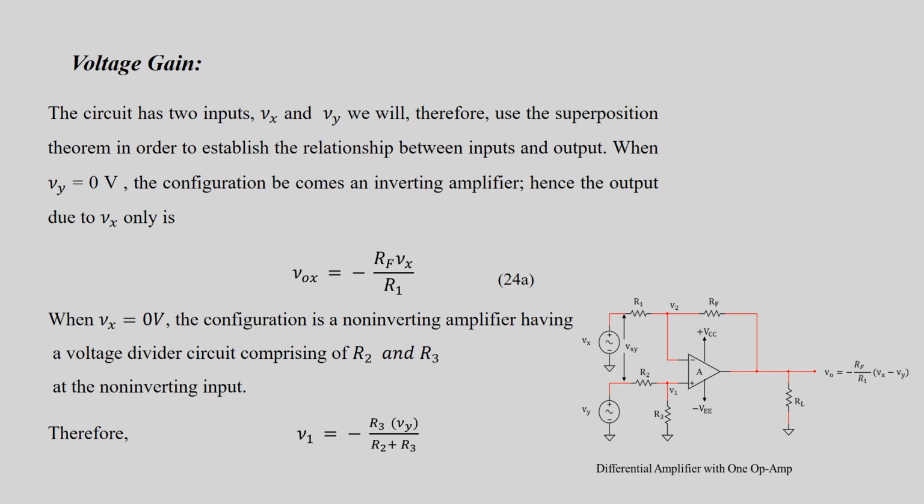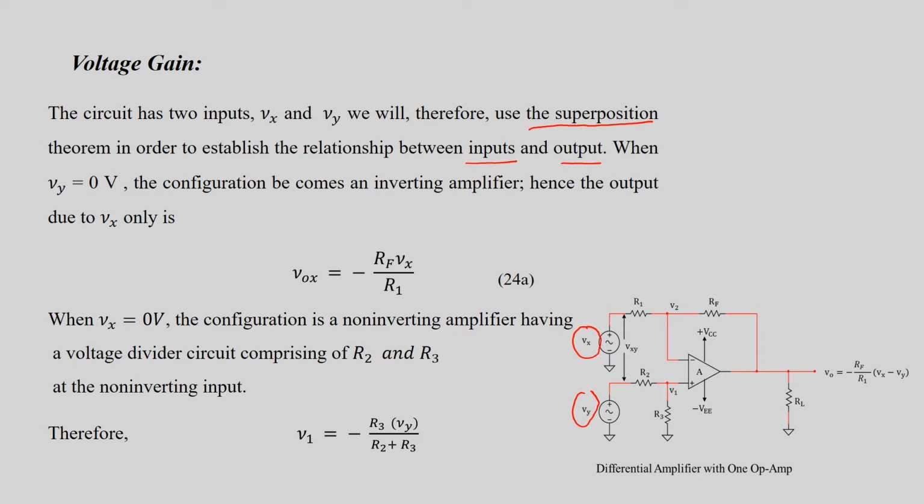So the first parameter of this differential amplifier with one op amp is voltage gain. So you can see the circuit. So it has two inputs, Vx and Vy. So for the circuit, we will use the superposition theorem in order to establish the relationship between inputs and the output. So one by one we will take Vx and Vy.